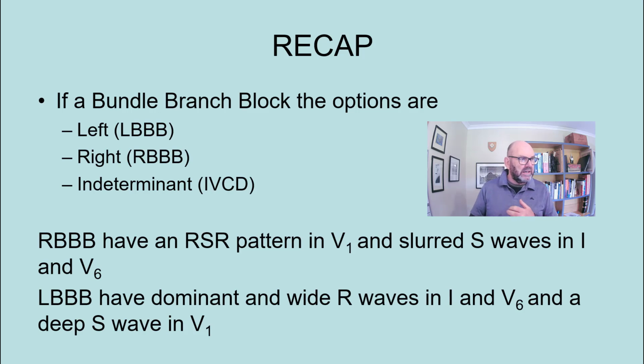And the basic rules for picking a right bundle branch block are this bimodal or biphasic R wave, the RSR pattern in V1, and that lovely, easy to pick slurred S wave, the later part of the ventricular depolarization that we see in leads 1 and V6. A left bundle branch block, it's almost the opposite pattern. So what we're seeing is dominant and wide R waves in 1 and V6 with a deep S wave in V1. With a left bundle branch block, the clinical significance is whether it's a new or an old finding. We will talk about this a little bit more.